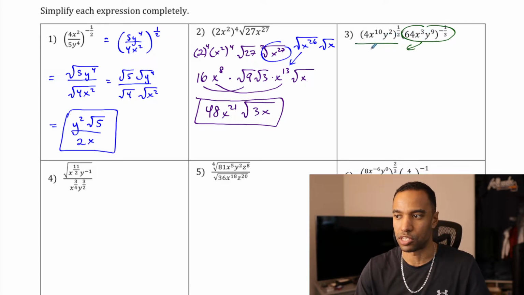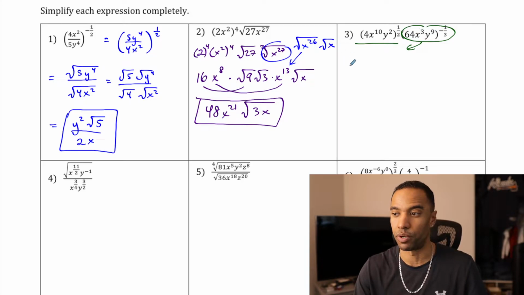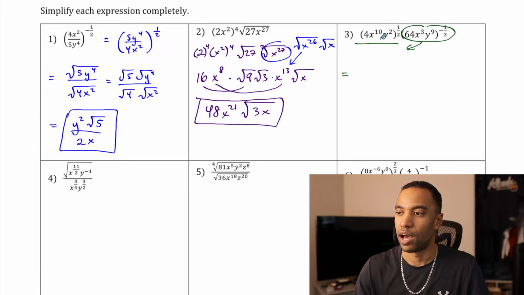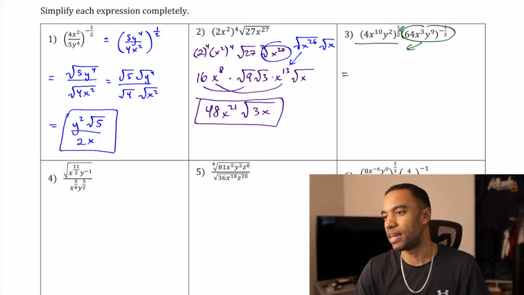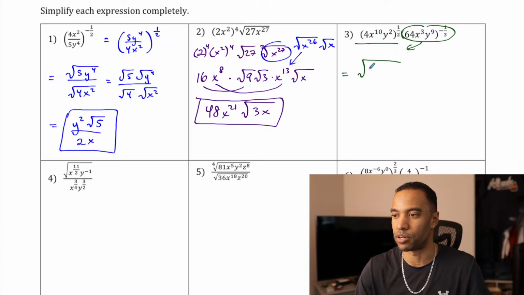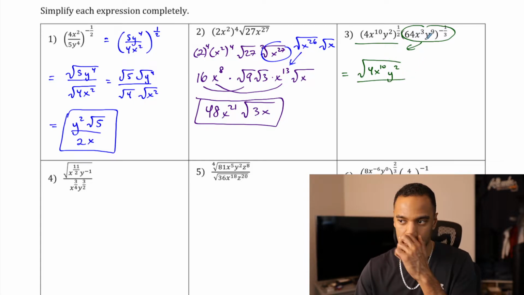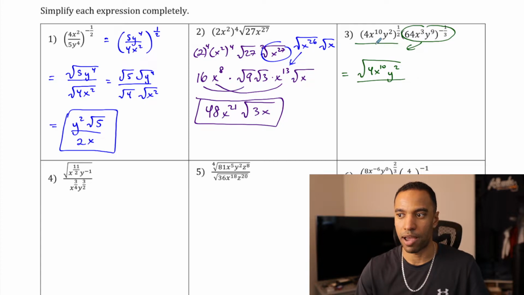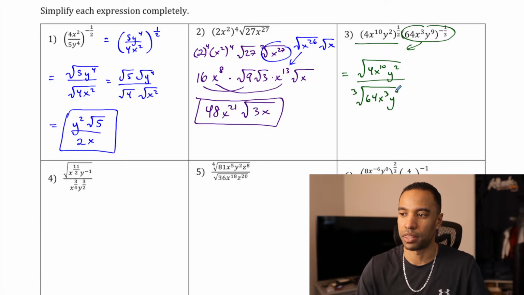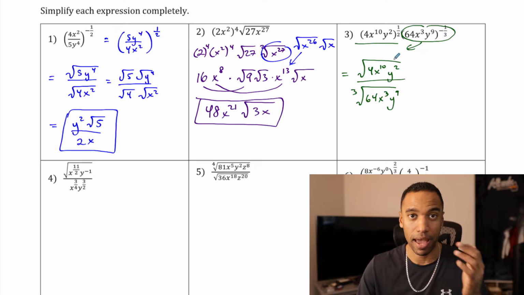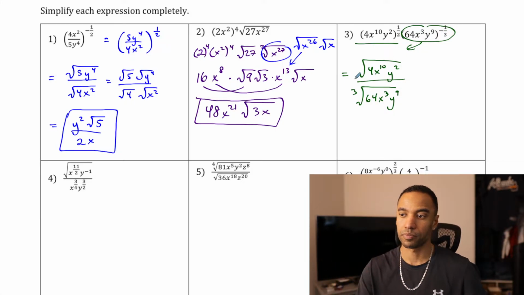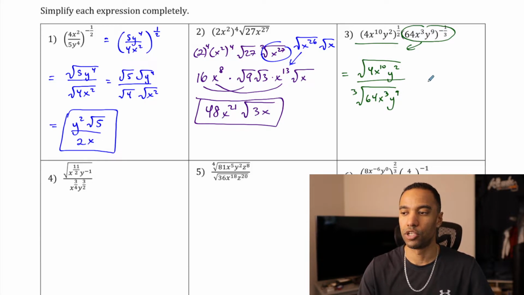It'll become 64x cubed y to the 9th to the positive 1/3 power. So let's just go ahead and write that. And right now I might already turn this 1/2 into a square root there. So square root of 4x to the 10th y squared. And hey, maybe it's time, this is going to turn to the positive 1/3 power in the denominator, right? So that also means cube root. So cube root of 64x cubed y to the 9th. So it turned into a positive 1/3, and a positive 1/3 power is a cube root. So square root on top, cube root on bottom.